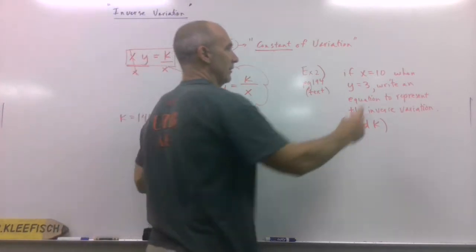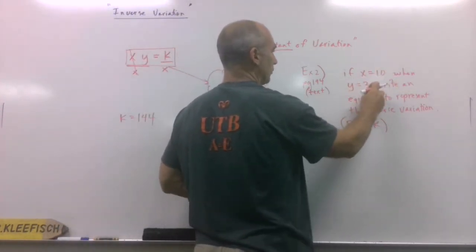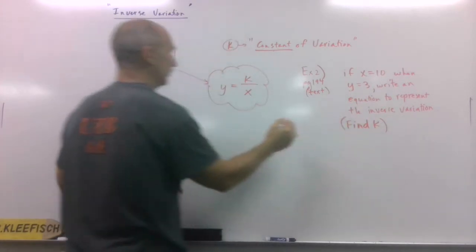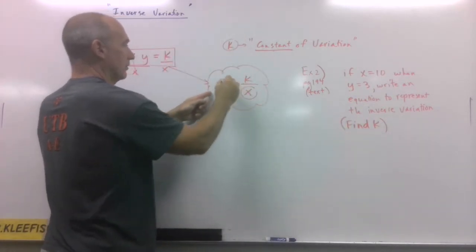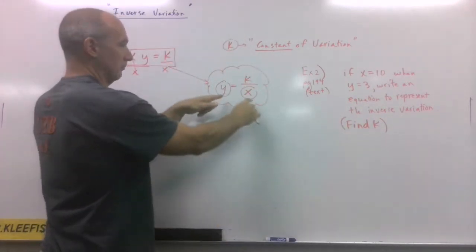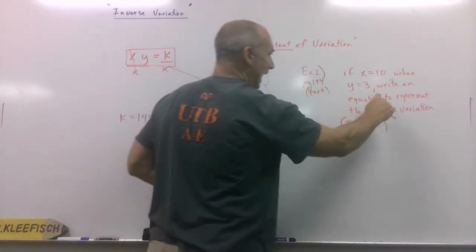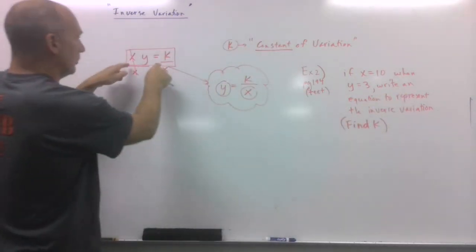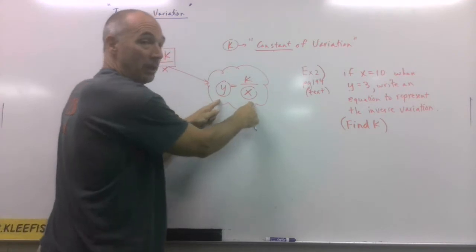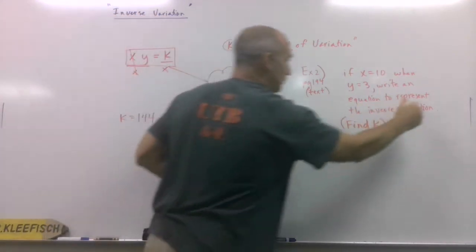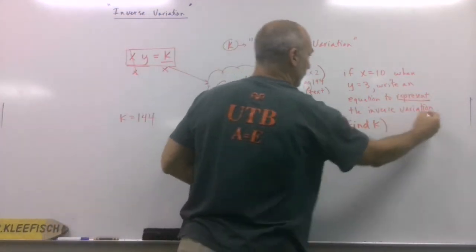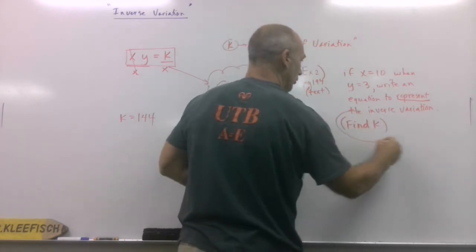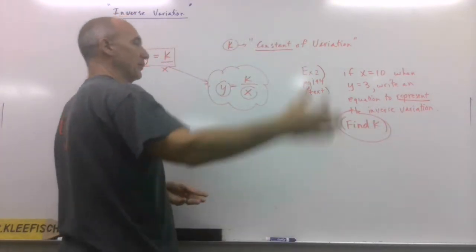They're going to say, okay, x is 10 when y is 3. Notice, we got a formula here with x and y. So they're just saying, plug it in. Write an equation. Now I know some of you might go to this, but this is what they want. So to represent the inverse variation, all you're trying to do is find k and then rewrite it.